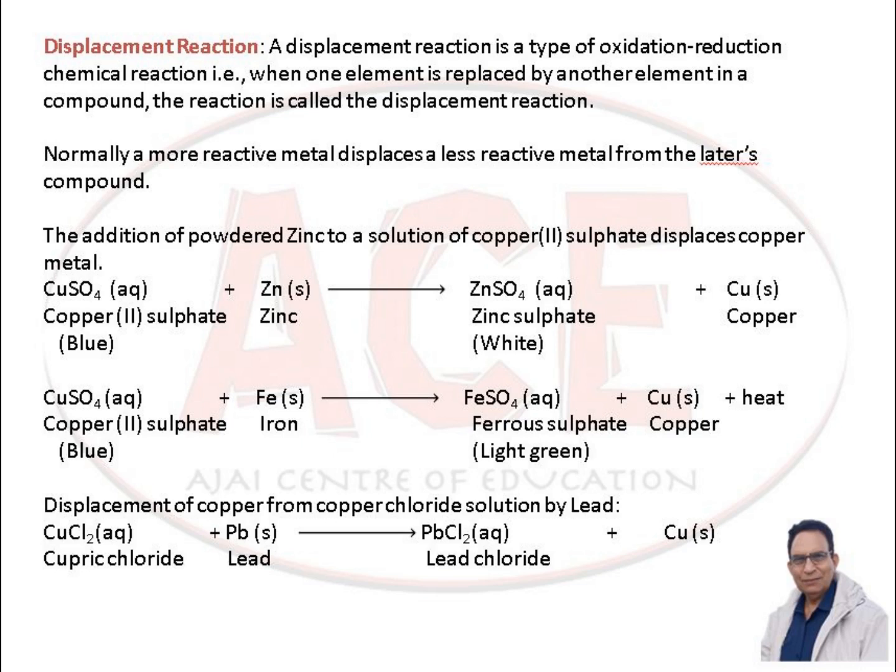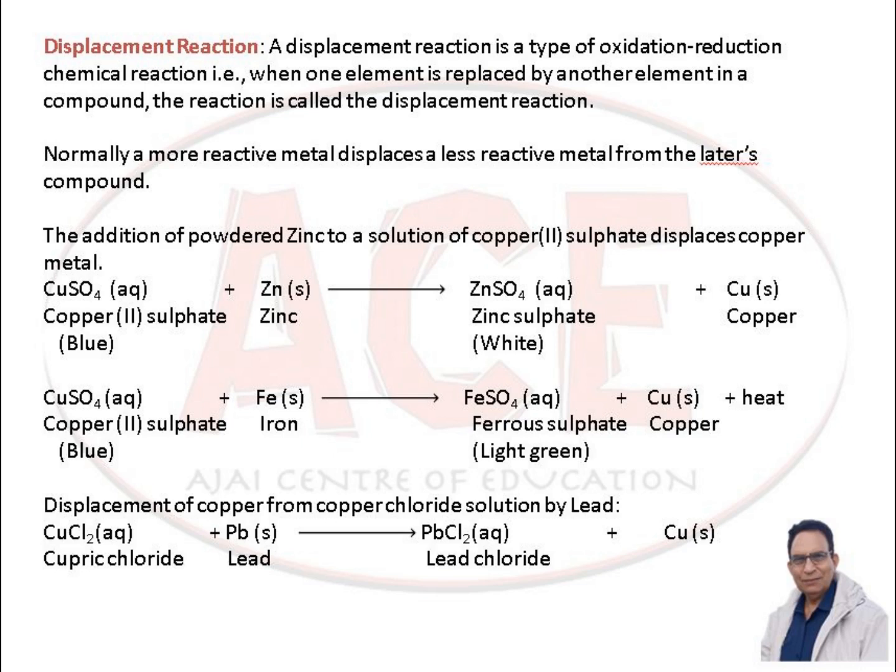Copper sulfate CuSO4 in aqueous form is blue in color. When it reacts with zinc, it gives zinc sulfate and copper. Zinc sulfate is white in color. Here in the reaction, zinc is displacing copper from copper sulfate.